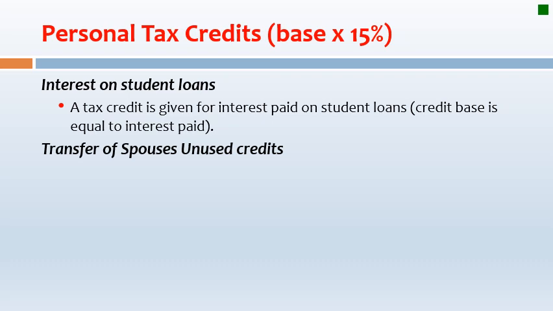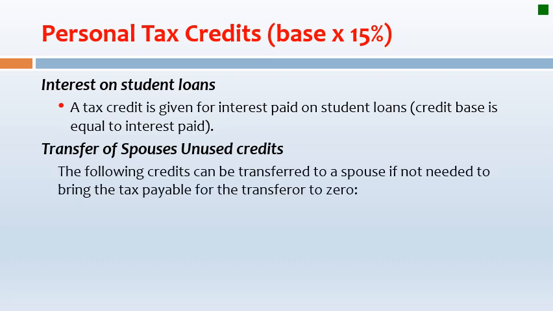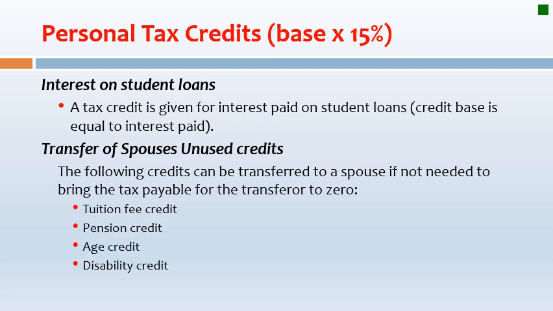The transfer of spouses' unused credits. Now, this is interesting. There are a few credits that if your spouse doesn't use them up, then they can be transferred to you as a taxpayer, as long as the spouse doesn't need those credits to bring their taxes payable down to zero. So these are the credits: the tuition credit, the pension credit, age credit, and the disability credit, all transferable to spouse if the taxpayer themselves does not need them.